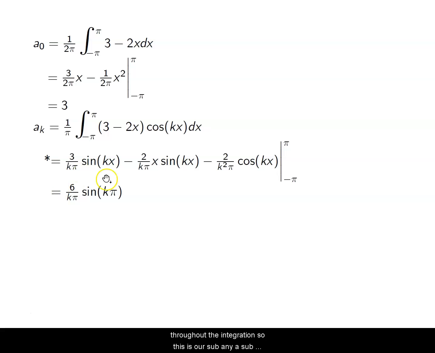So this is our a sub k. Any a sub k term can be found with this formula, right? So if I want to find the a1 term, I just plug in 1 for k. If I want to find the a2 term, I just plug in 2 for k, right? So it's very, very helpful and useful for me.